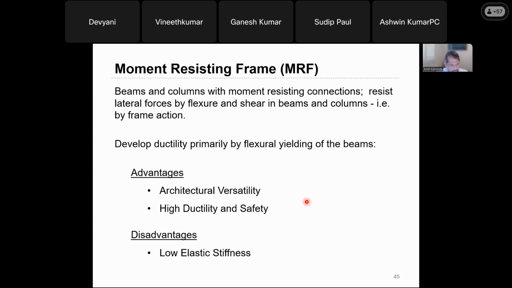The big disadvantage of moment frames is that they tend to have fairly low elastic stiffness, and so often we have to upsize a lot of members just to meet serviceability requirements and so forth. So that's something to keep in mind. All right, so that's a little bit about moment resisting frames.